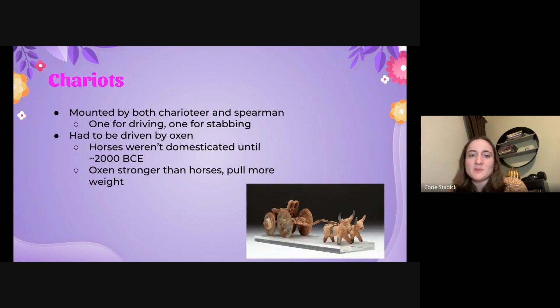So chariots were mounted by both a charioteer and a spearman, one for driving and one for stabbing, especially when they were used in warfare, of course. And it was driven by oxen at first, so horses weren't domesticated. I know I say two different dates in the slideshow. It really wasn't till about 2000 BCE that horses were domesticated enough to pull chariots, but domestication started about 3500 BCE. And oxen were stronger than horses, so those were the original animals to pull chariots. The only problem with oxen is they are super slow, like duper slow. But that's all they had.